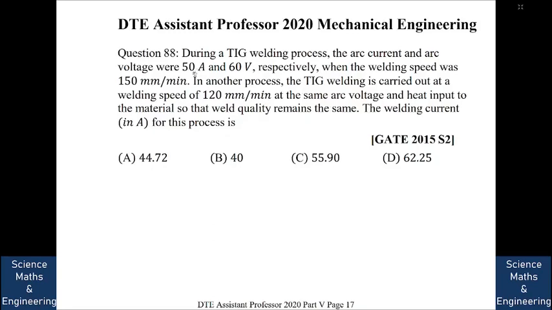Okay, we are given the current and the voltage for a particular welding speed, and for another one we are given the welding speed. We have the same arc voltage, and the heat input to the material is the same. So we need to find out the current.